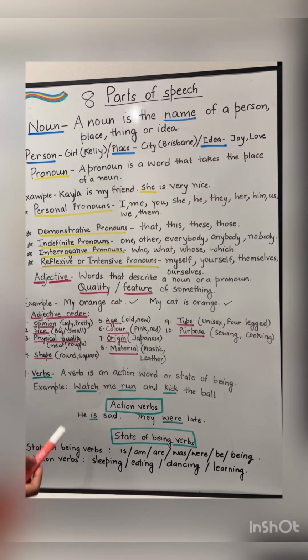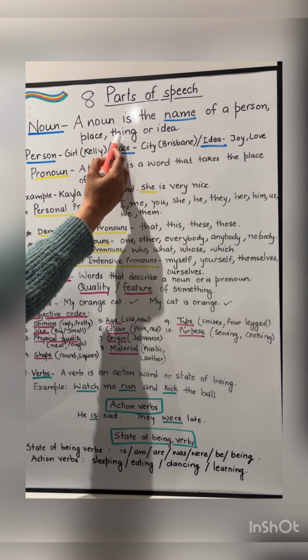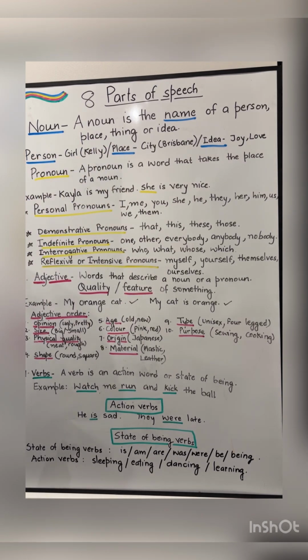Idea. Idea is an emotion or feeling. For example, joy, love, laughter, sadness, anger, could be anything. Or it could be a thing. A water bottle, bucket, mobile phone. These are all the things. When you name them clearly, these words are called nouns.